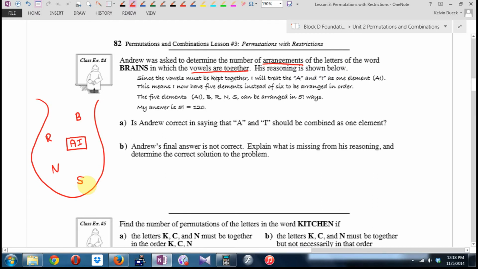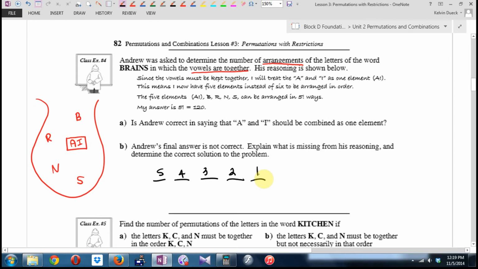So although the word brains has 6 letters, how many tiles are there in my Scrabble bag? 5. See it? 5. How many blanks am I going to draw? 5, not 6. 1, 2, 3, 4, 5. How many choices do I have? 5, 4, 3, 2, 1. That's 5 factorial. And this is wrong. This is the right start, but we've missed something very subtle.